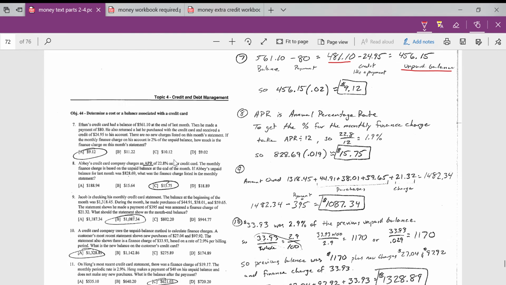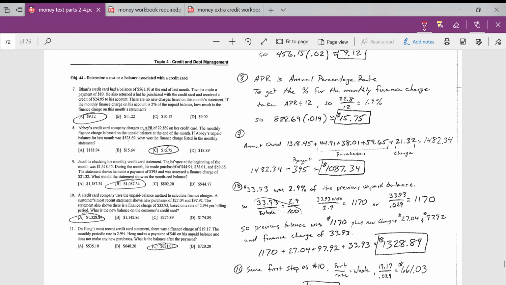Okay, number 8. Abby's credit card company charges an APR of 22.8% on her credit card. That's the annual percentage rate, and we'll talk about how we figure that out per month here in a second. The monthly finance charge is based on the unpaid balance at the end of the month. If Abby's unpaid balance for last month was $828.69, what was the finance charge listed on the monthly statement?